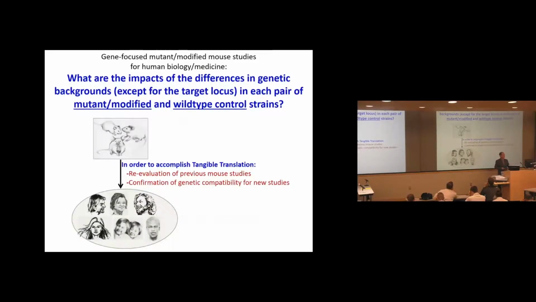So what are the impacts of the difference in genetic background in each pair of mutant, modified, and wild-type strains? We don't know. So in order to accomplish a tangible translation of mouse studies to human medicine or some other species, we need to reevaluate the previous mouse studies, and we need to confirm genetic compatibility for new studies instead of just assuming that they are identical. But based on my understanding, confirmation of genetic compatibility is a big task to do.